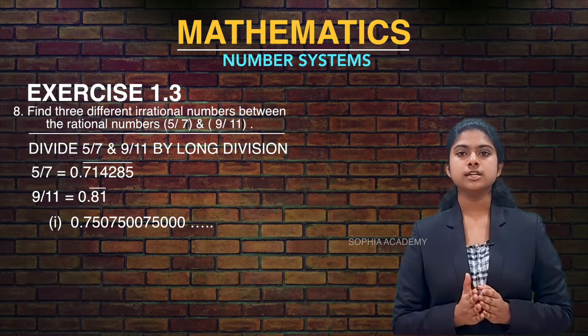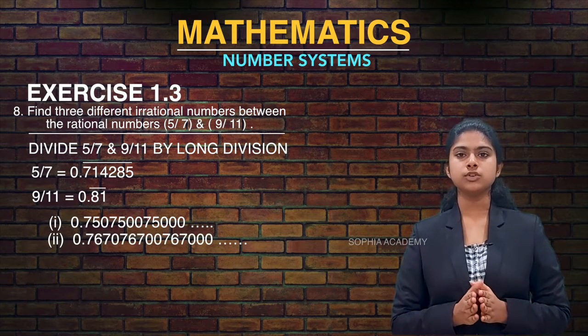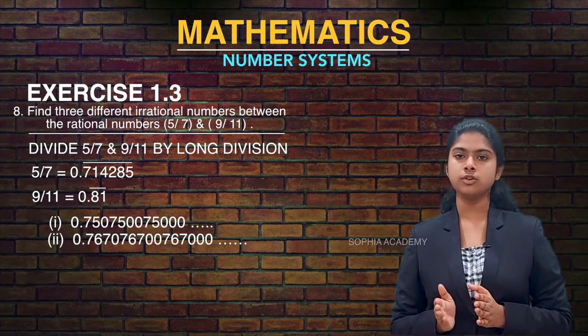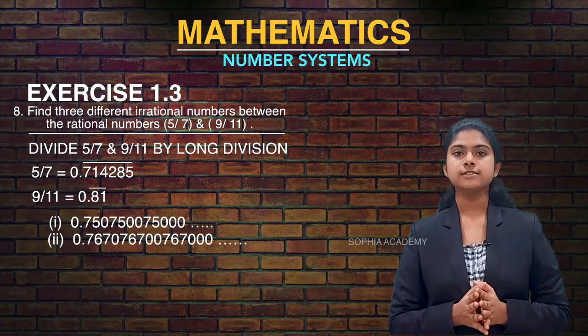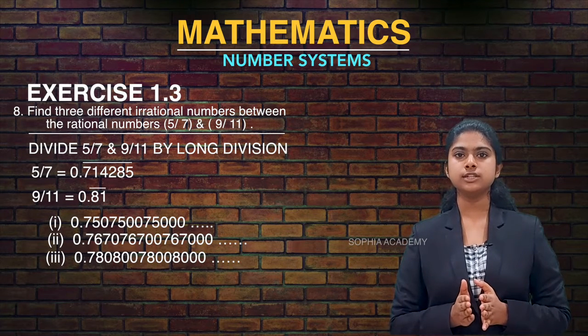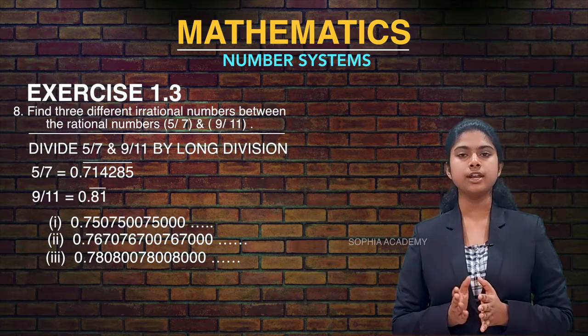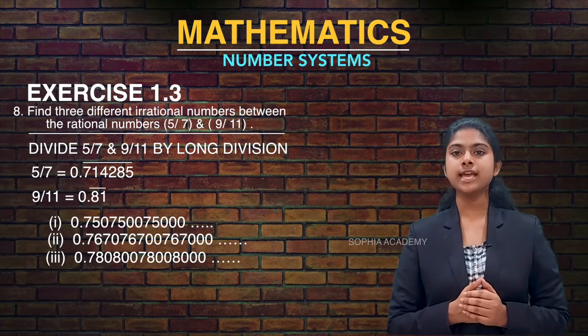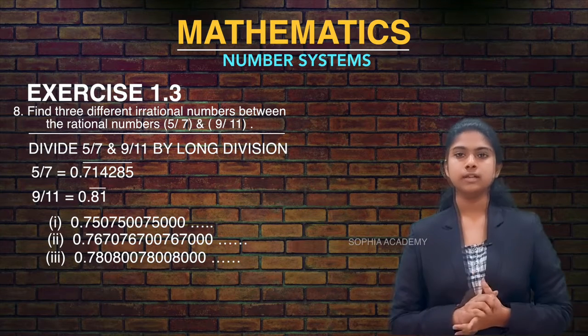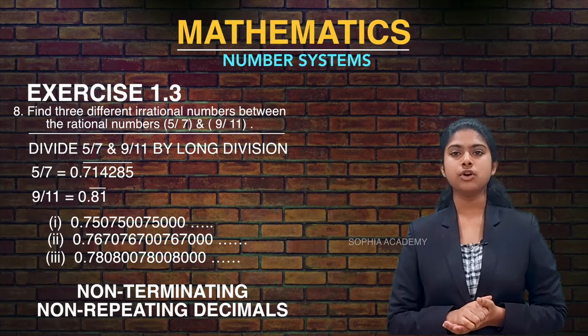The second one is 0.7670, 76700, 76700, and it goes on. And the third one is 0.780, 800, 7800, 8000, and it goes on. Looking into these three examples, you can clearly find that none of these numbers are terminating or repeating. They are non-terminating and non-repeating.